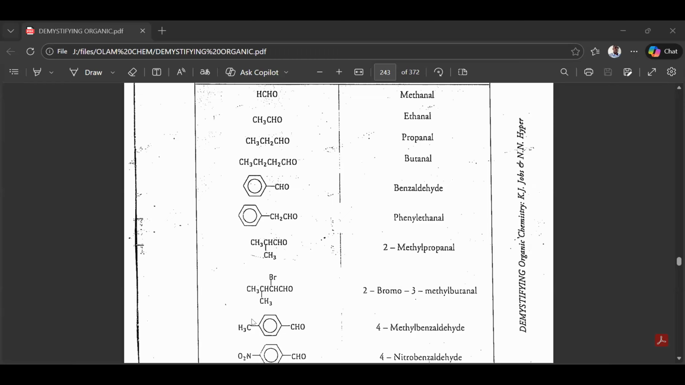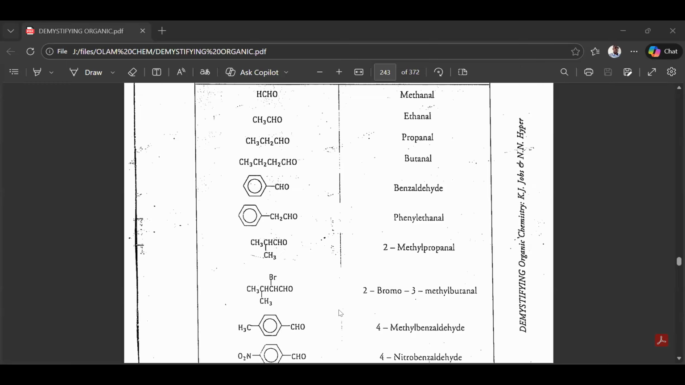Therefore we have to give a locant number to the side group as 4, because our carbonyl group we have maintained at position 1. If it is at position 1, then it means this methyl group is at position 4. Therefore, the compound becomes 4-methylbenzaldehyde.